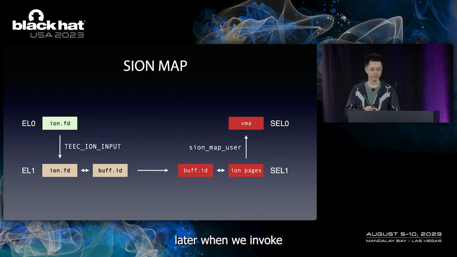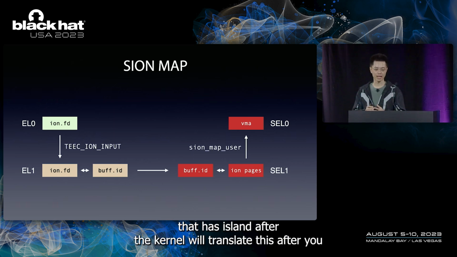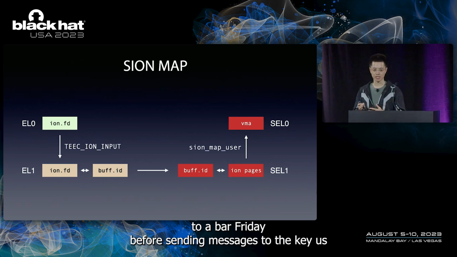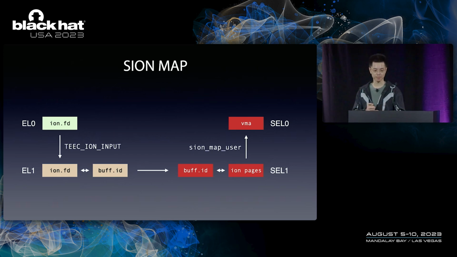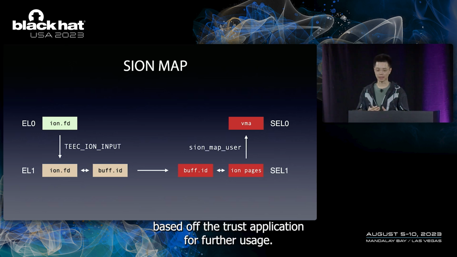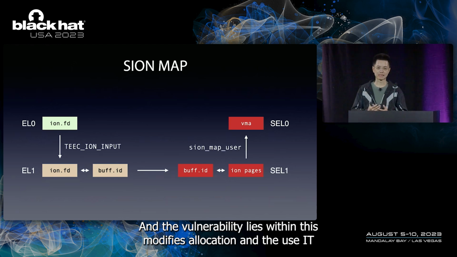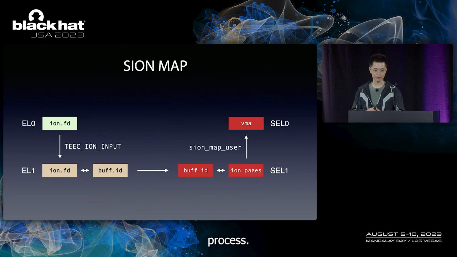This buffer ID will be stored in an extended variable within the ION buffer structure. Later, when we invoke a trust application with the TEC ION input parameter set as an ION FD, the kernel will translate this FD to the buffer ID before sending messages to the TEUS. And then the correlated physical pages will be mapped by the TEUS to the memory space of the trust application for further usage. And the vulnerability lies within this multi-phase allocation and usage process.